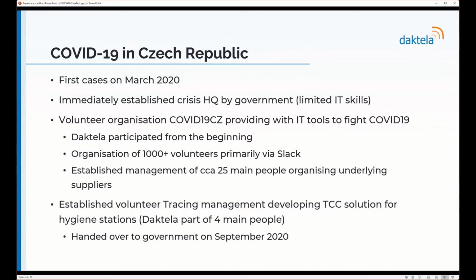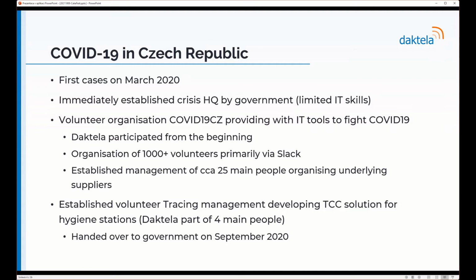So as for Czech Republic, we had the first cases in March 2020. A crisis headquarters was immediately established by the government, but as probably in most countries all over the world, these government bodies have very limited IT skills, which was helped by a volunteer organization called COVID-19 CZ, which was coordinated via Slack. It was an organization of more than 1,000 volunteers. There were about 25 people in domain management, and we were so lucky that we could become part of this organization, of this movement.